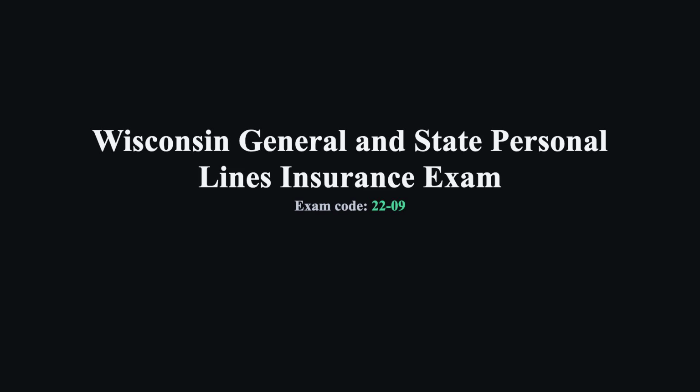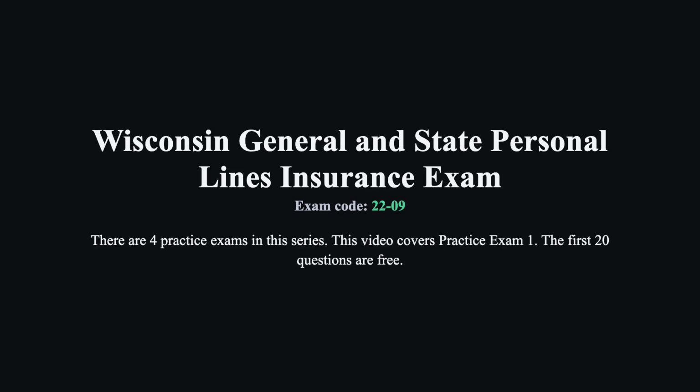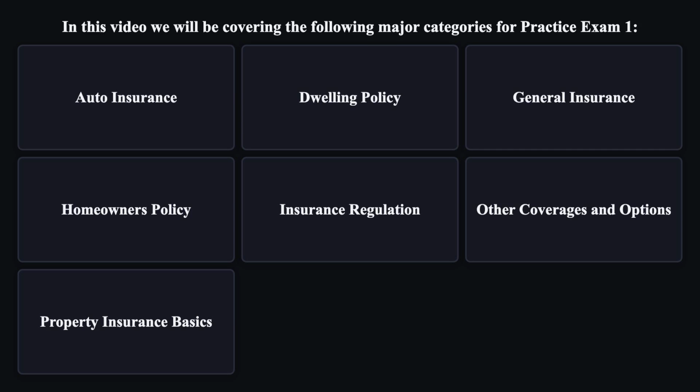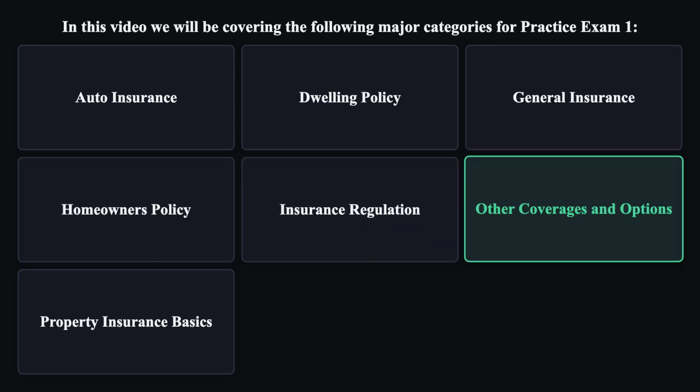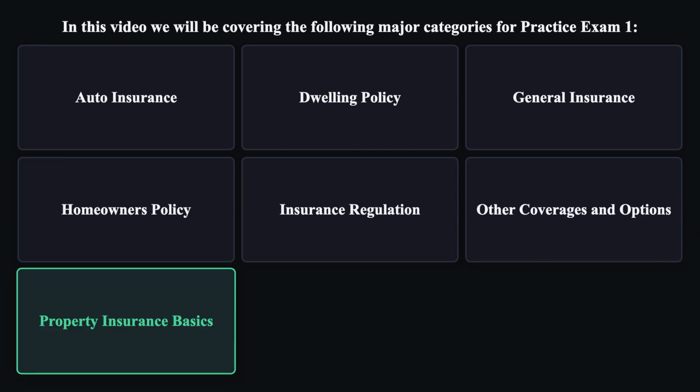Wisconsin General and State Personal Lines Insurance Exam, Exam Code 22-9. There are 4 practice exams in this series. This video covers Practice Exam 1. The first 20 questions are free. In this video, we will be covering the following major categories for Practice Exam 1. Auto insurance, dwelling policy, general insurance, homeowner's policy, insurance regulation, other coverages and options, property insurance basics.